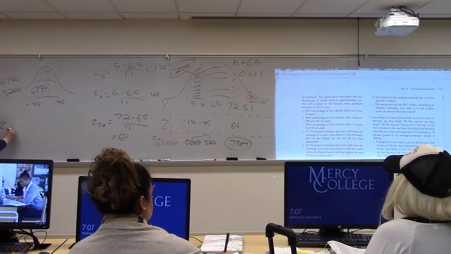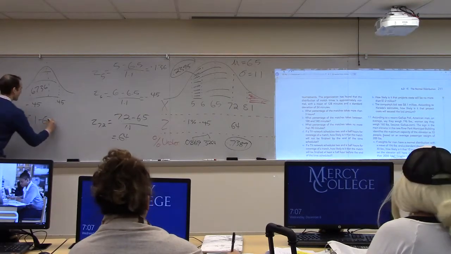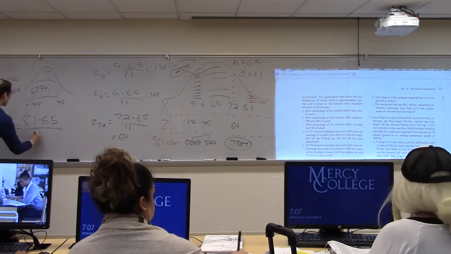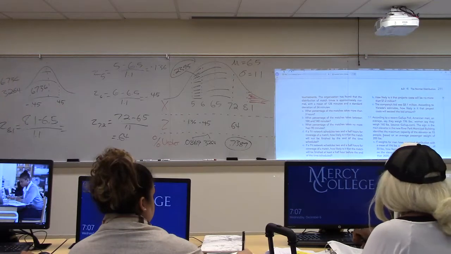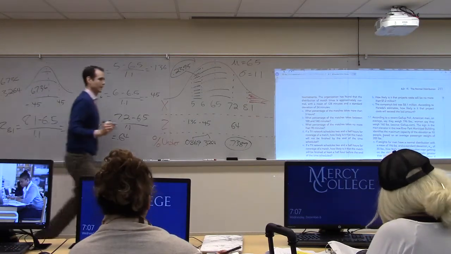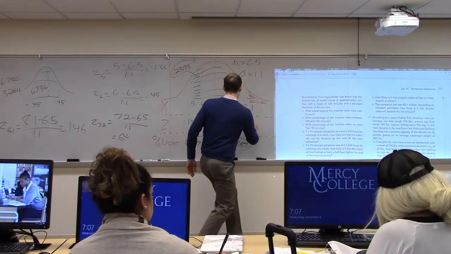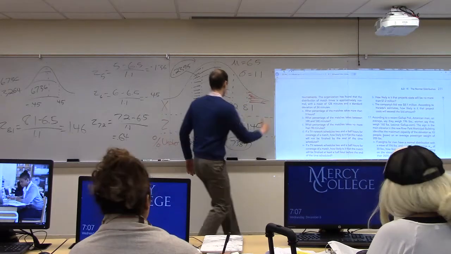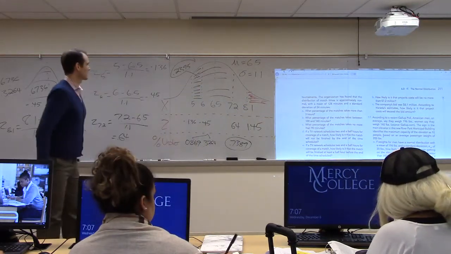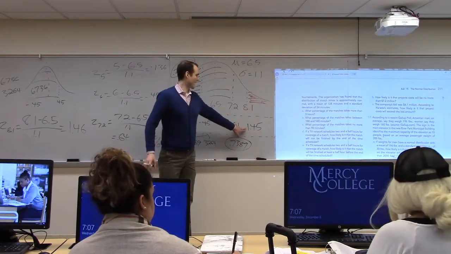Z for 8.1 equals 8.1 minus 6.5 divided by 1.1 equals what? 1.45. 1.46. Right, I like it. 1.45. It's a 4.5, so it's 1.45. All right, so the z-score for that outcome is 1.45.